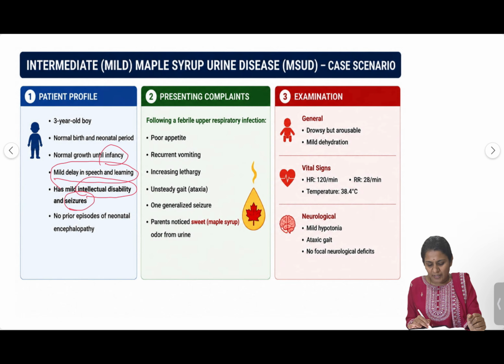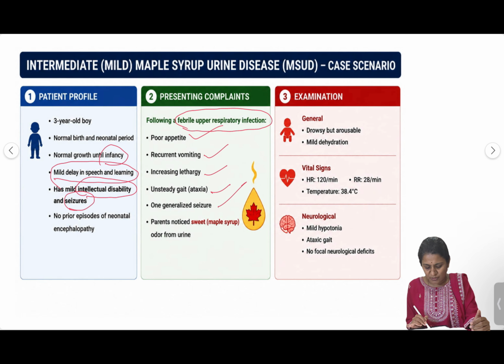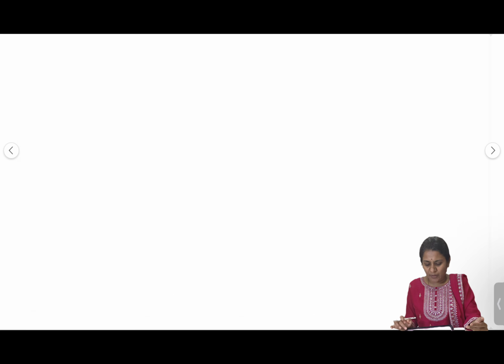What happened? The child had an upper respiratory tract infection, followed by which the child developed poor appetite, recurrent vomiting, lethargy, unsteady gait and seizures, and the mother noticed a sweet, burnt sugar odor from the urine. So what is this? This is the mild variety, or what you call the intermediate variety.